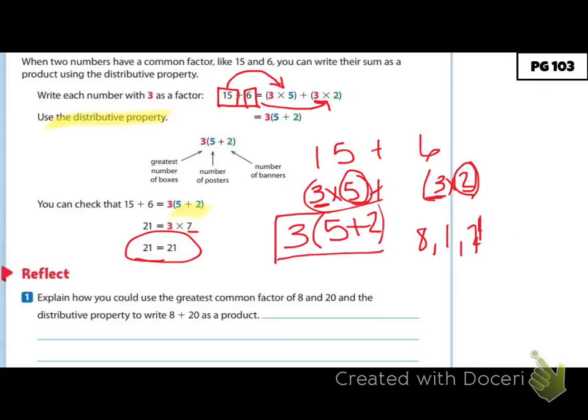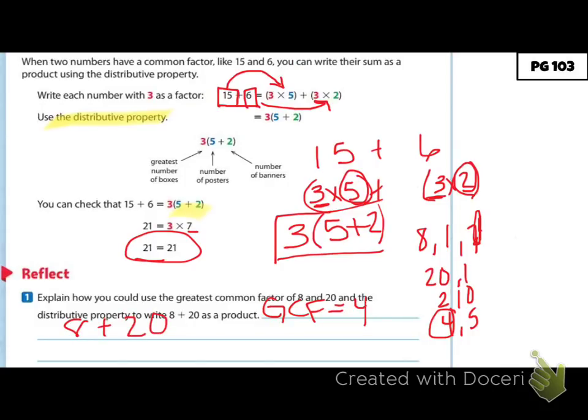Sorry, that's a 4. And then for 20, we have 20, 1, 2, 10, 4, and 5. So, what is the biggest number that they have in common? In this case, it's a 4. So GCF equals 4.